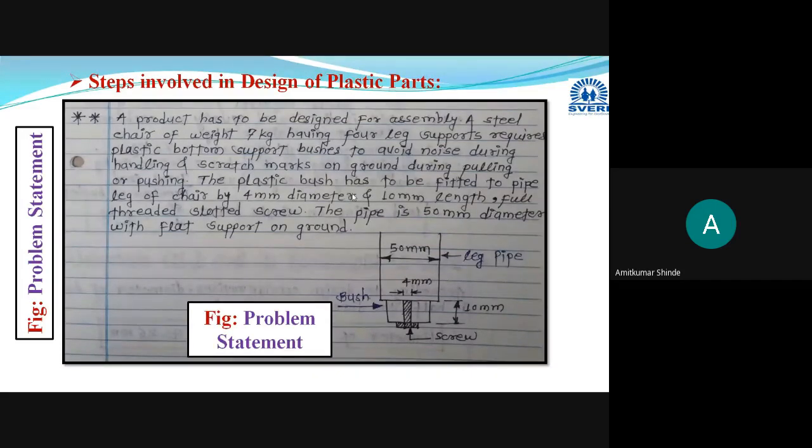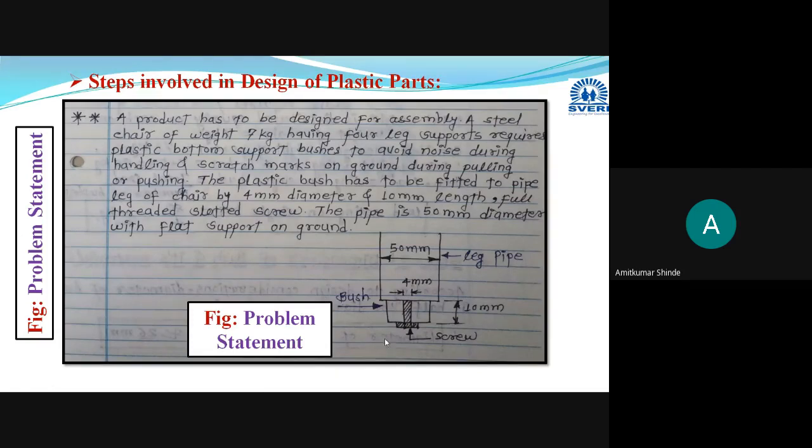you have to provide the bush to avoid the noise during handling. That bush has to be fitted to the pipe leg of the chair with the help of a screw having length 10 millimeter and diameter 4 millimeter. This is the diameter of the chair leg pipe. The chair has legs and its diameter is given. This is your problem statement, and now you have to design a bush with a boss.